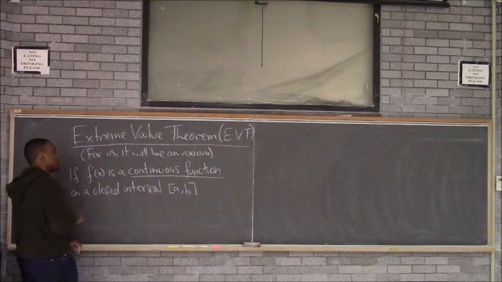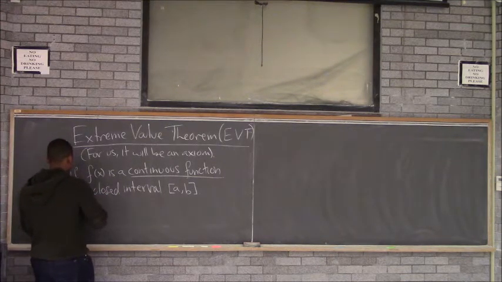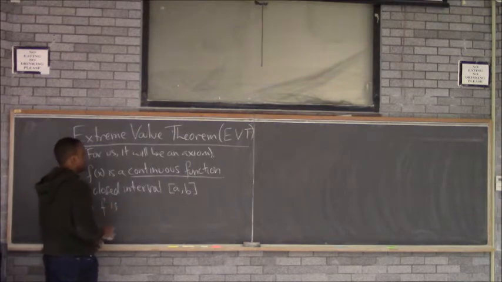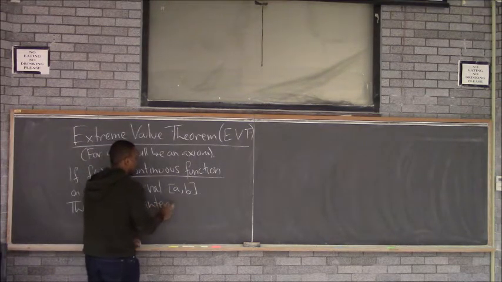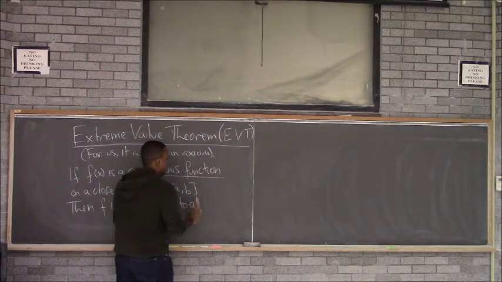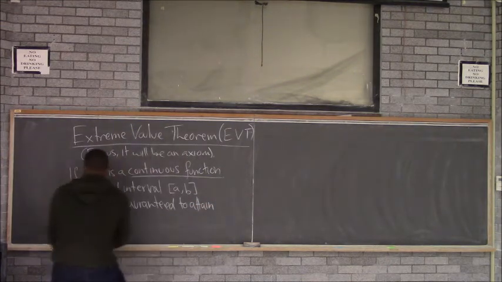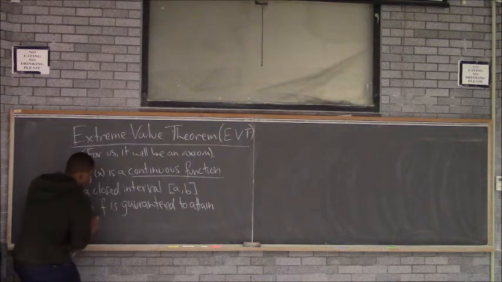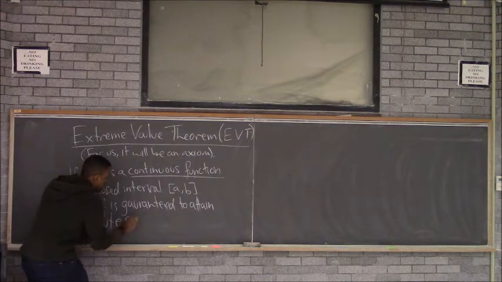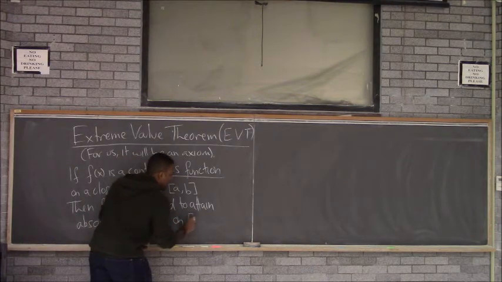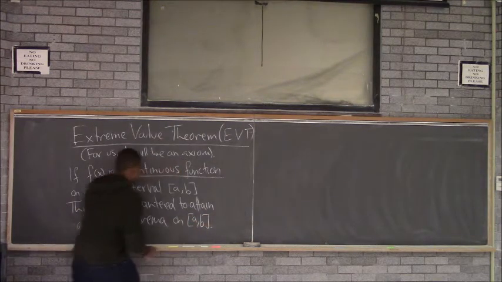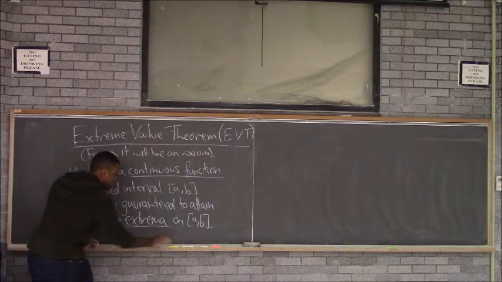Now, suppose we have a continuous function on a closed interval. Then f is guaranteed to attain absolute extrema on it, and I'm talking about both of them, the max and the min.